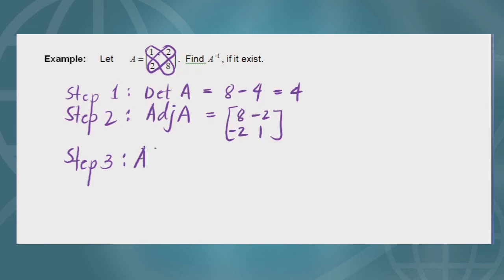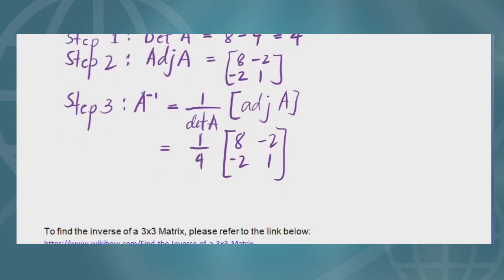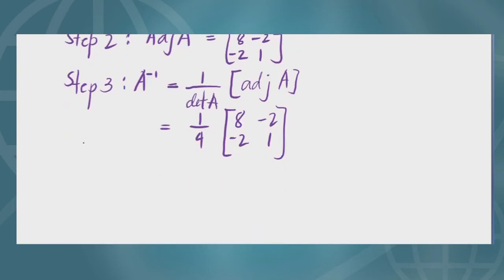Step 3, now we can get the inverse of matrix A. So how to get the inverse? It has a formula of 1 over determinant of A multiplied by adjoint of A. Just substitution: 1/4 multiplied by 8, negative 2, negative 2, 1. So this 1/4 is a scalar number.